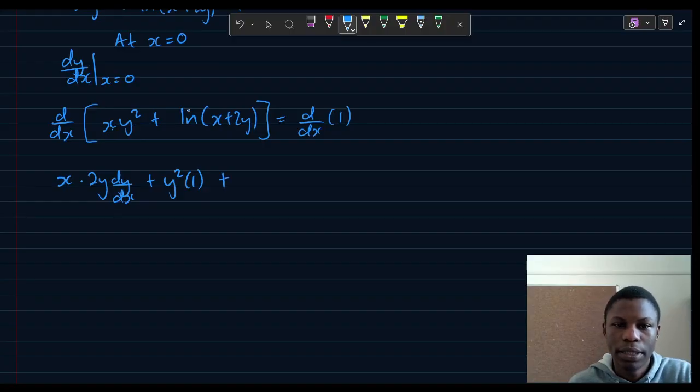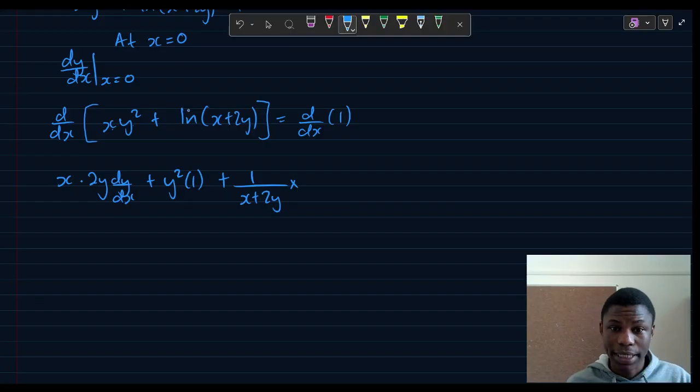Plus, now we move on to this term. This is the natural logarithm of x plus 2y. So it's 1 over the bracket, which is x plus 2y, multiplied by differentiate the inner function. So differentiate the bracket. If you differentiate x, you get 1. If you differentiate 2y, you get 2 dy/dx. So plus 2 dy/dx. And this is all equal to, if you differentiate a constant with respect to x, you get 0.